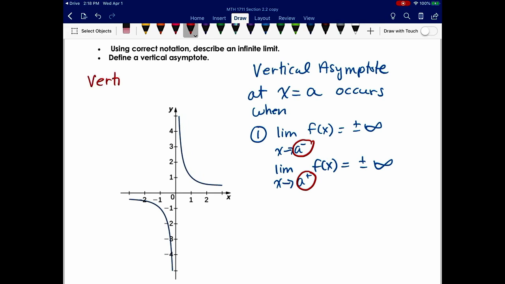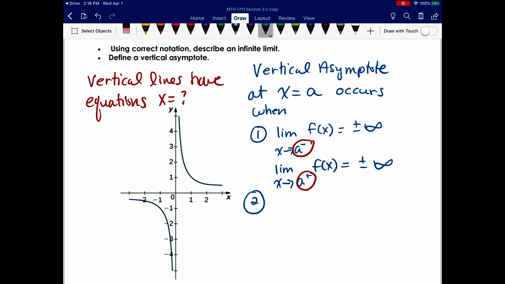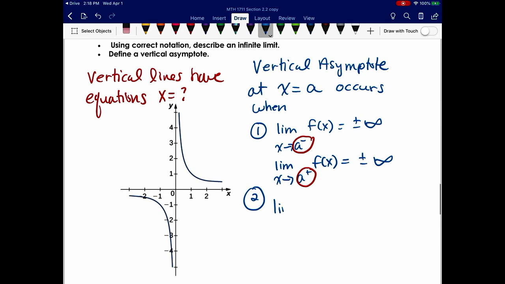Now, because it's a vertical asymptote, remember, vertical lines have equations x equals, and then whatever the value of x is, that it passes through all those x values. The other case that you could have is if you have a two-sided limit as x approaches a. If that's positive or negative infinity, then you would have a vertical asymptote. So if we look at this graph, I have a vertical asymptote here at x equals 0.